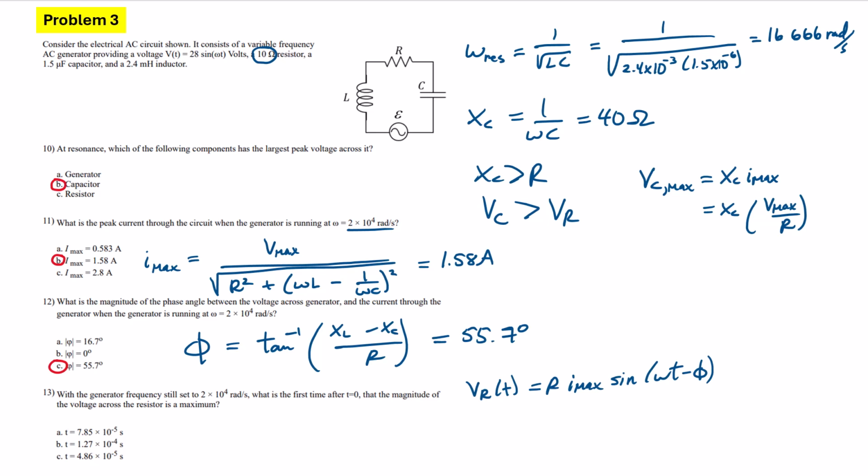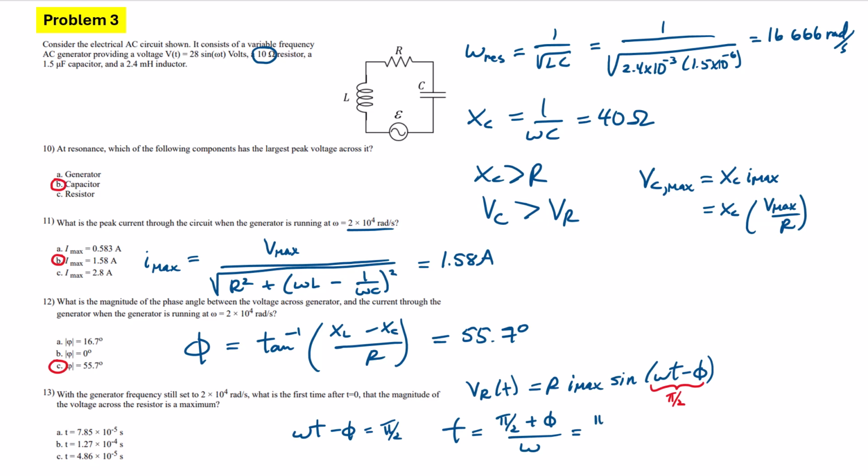If we want this function to be a maximum value, you want to set this equal to 90 degrees, or pi over 2 if you convert things to radians. That is when it's going to be equal to its maximum value. So what you end up solving is omega t minus phi equals pi over 2. Bring the phi to the other side, divide by omega, and I get my expression for time, which is pi over 2 plus the angle phi, divided by omega.